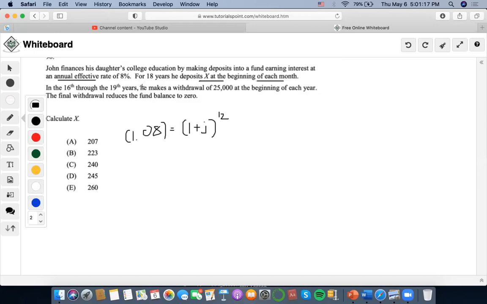Now it says in the 16th through the 19th year, he makes a withdrawal of 25,000 at the beginning of each year. The final withdrawal reduces the fund balance to zero. So basically, at the beginning of each year, 16, 17, 18, 19, so there are going to be four withdrawals, right? It's always a present value concept at the beginning, for 4. It's annual, each year, so it's going to be at 8%.